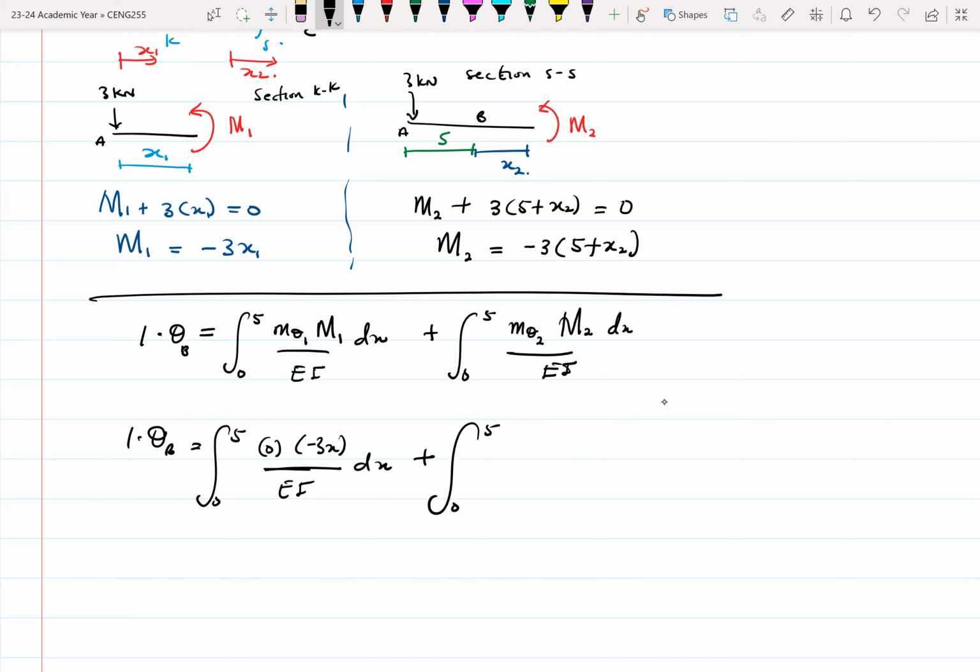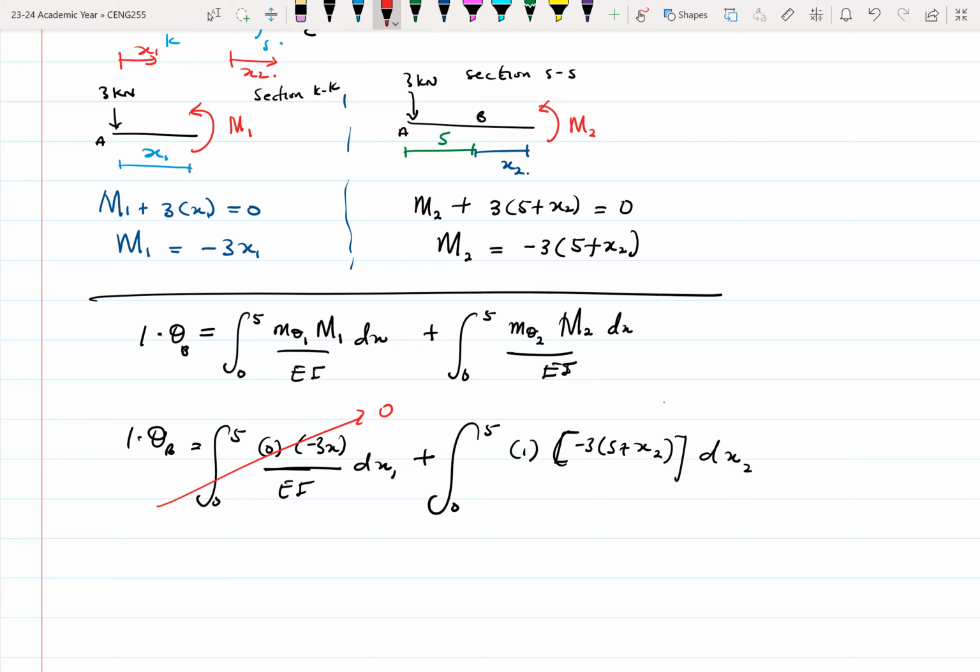M theta 2 is 1, and then big M2 is minus 3, 5 plus x2. All right, so let me just do it this way. So dx1, dx2. Then we can just put dx2, dx1 over here. This whole system here goes to 0 because one of the terms is 0. So you only have the right side to deal with.